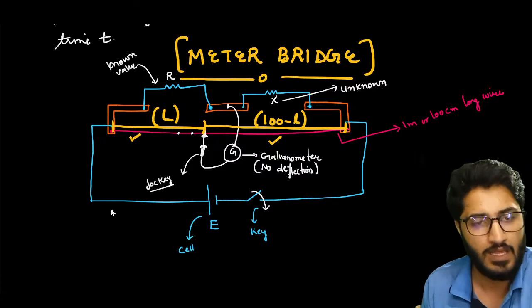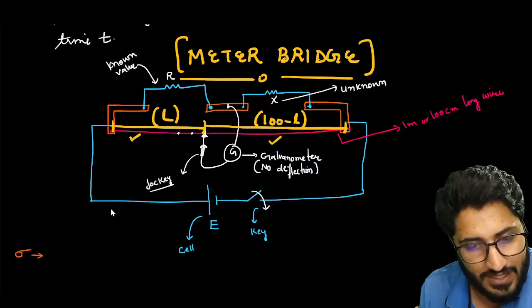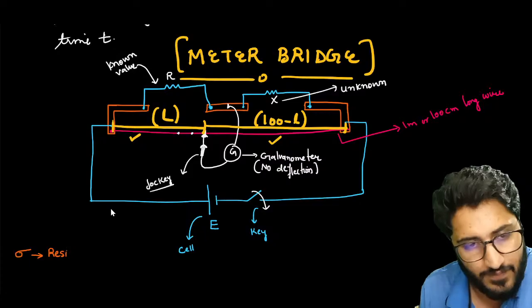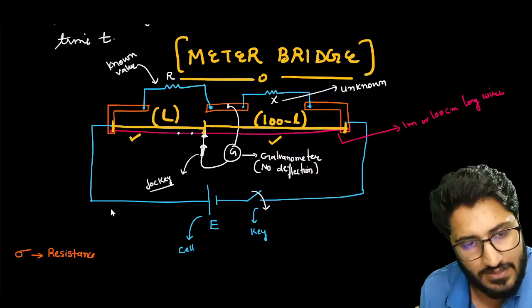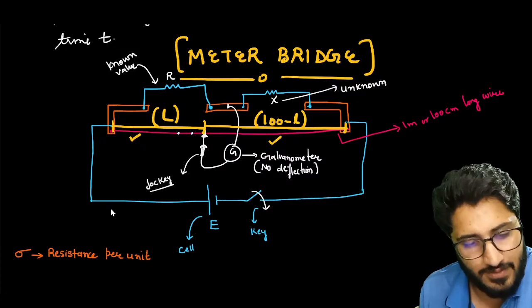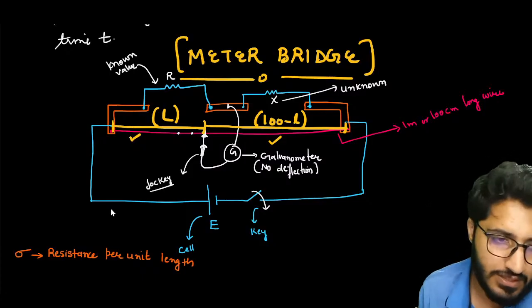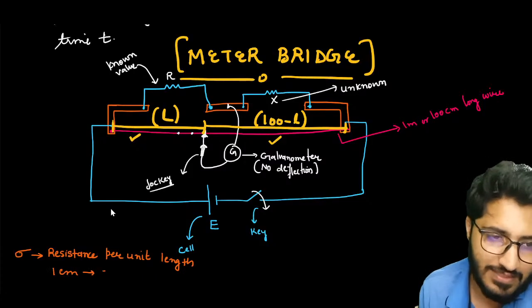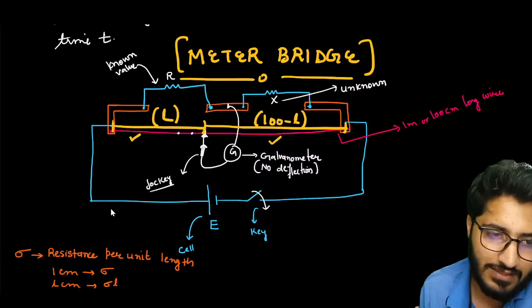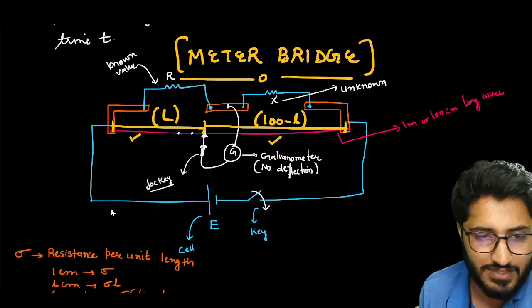Now look, we will define some parts. Sigma is the resistance per unit length. That means in 1 centimeter, we have sigma resistance. In L centimeter, we have sigma L resistance. In 100 minus L centimeter, we have sigma times (100 minus L) resistance.